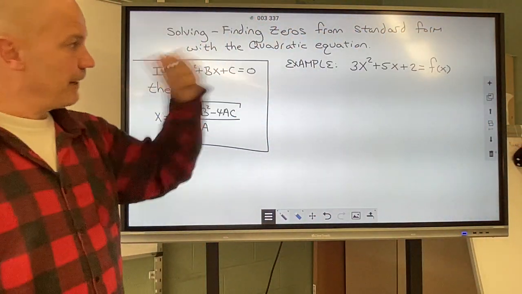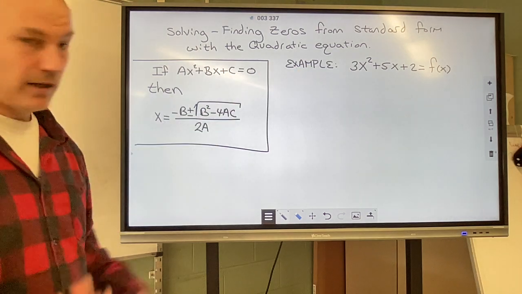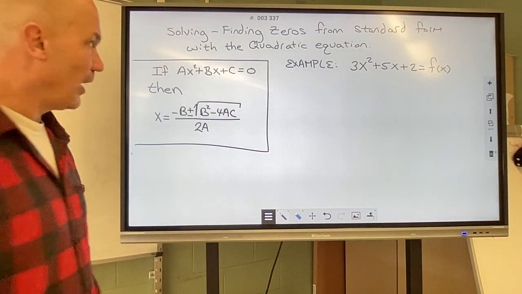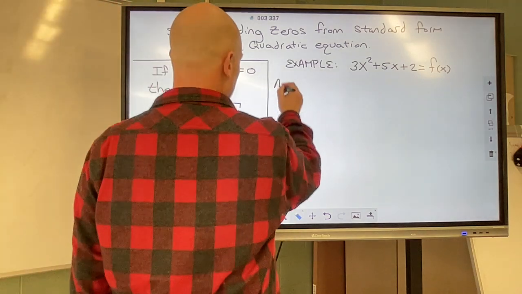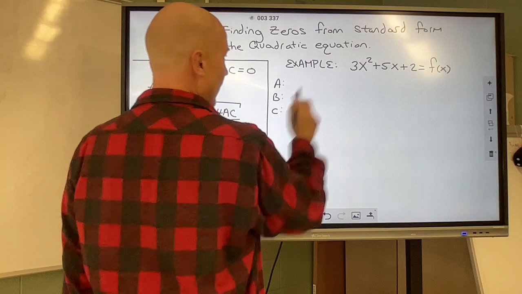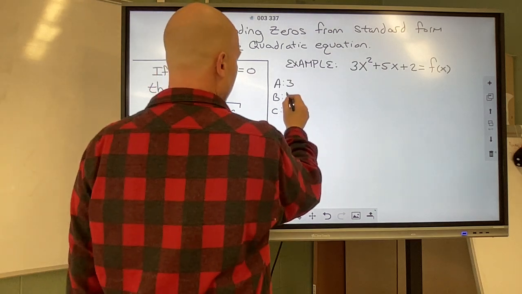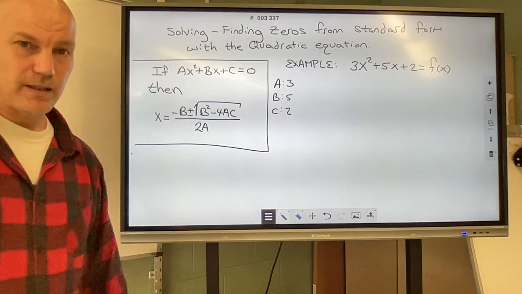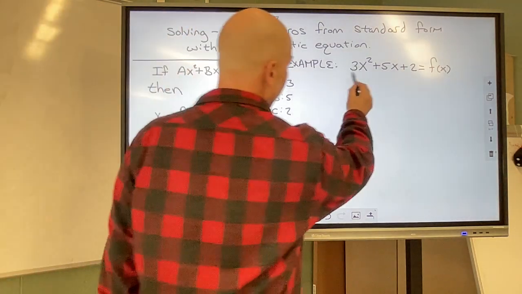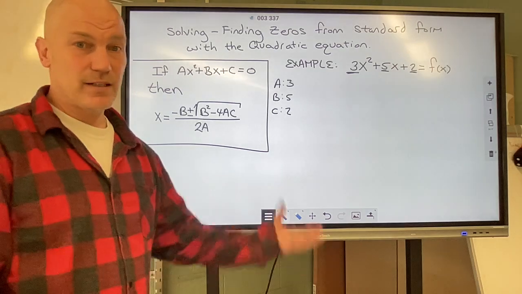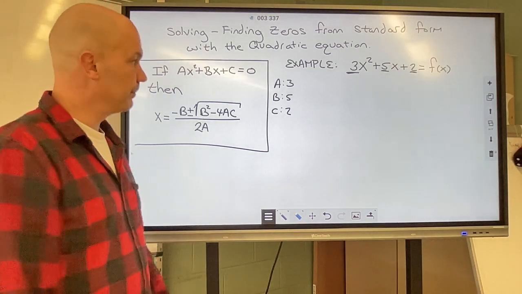So now we have f of x and it equals this other equation. I need to find the zeros again. I need to be able to recognize A, B, and C. That's my job. A equals 3, B is 5, C is 2. I hope that feels pretty easy, right? It's the coefficients. Notice there's no x's. If I have x's in there, I've made a mistake.